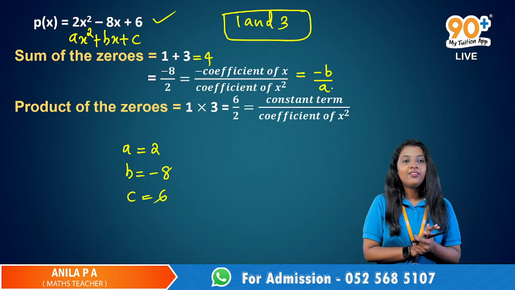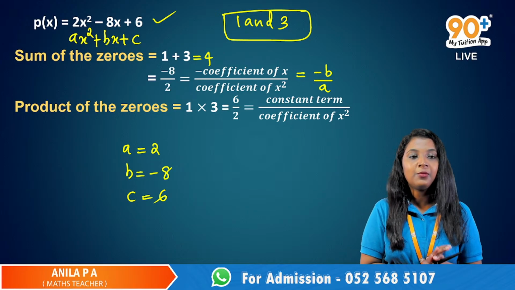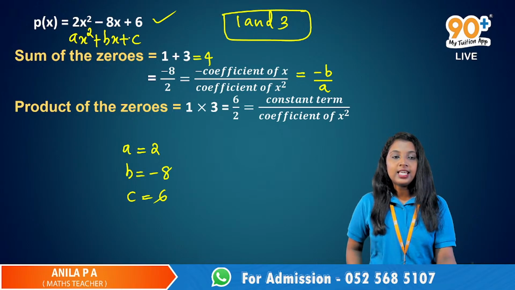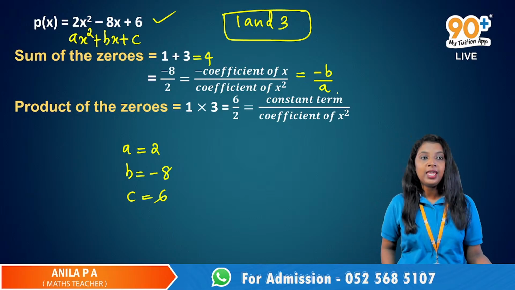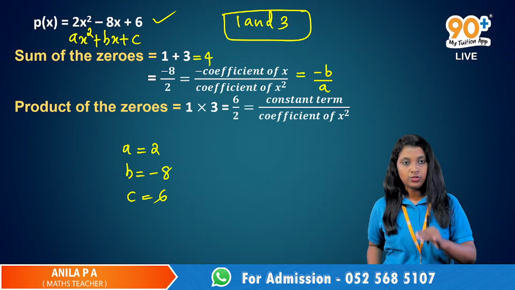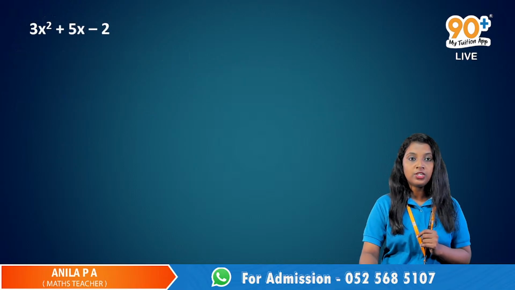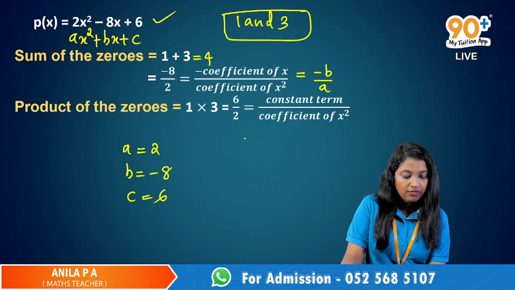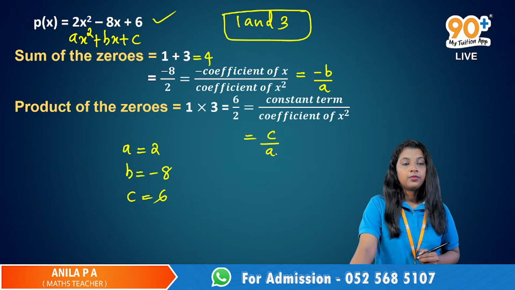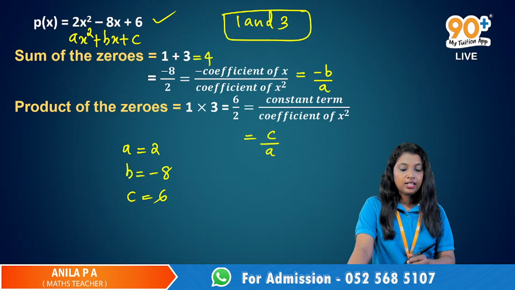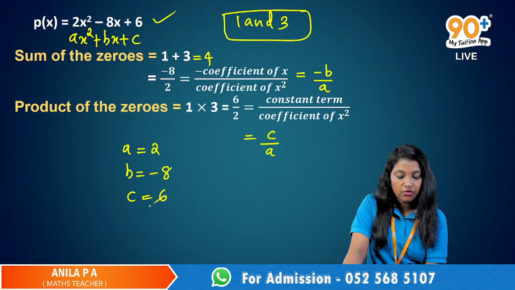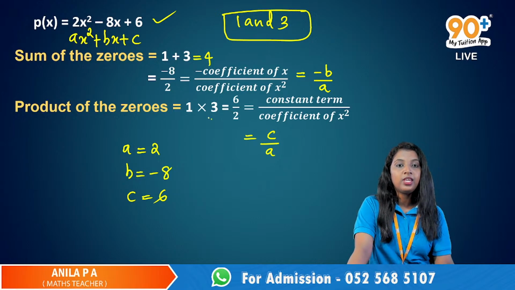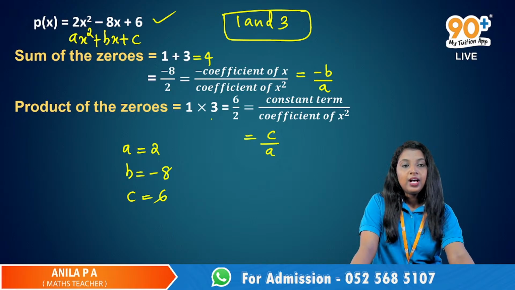So without even splitting the middle term, you can directly say that whenever we have a polynomial like this, minus b by a will be the sum of zeros. And what about the product of zeros? Product of zeros will be equal to c divided by a. That condition is satisfied here. In place of c we have 6, and this is 6 by 2. So the product of zeros will be equal to c by a.